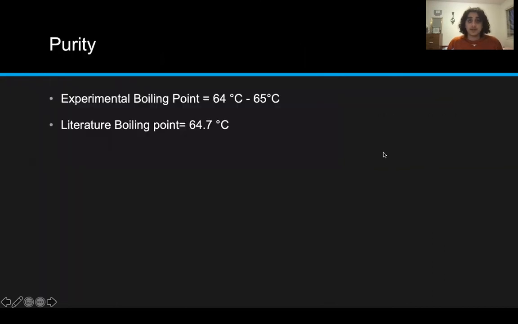And so moving on to purity, we can't really give a quantitative value. However, we can give a qualitative one. The way we do that is by knowing that the more impure a compound is, the more it will vary from its literature boiling point or melting point. Since, as we said, my experimental boiling point was 64 to 65 degrees Celsius, and the literature boiling point is 64.7 degrees Celsius, our values are very close to each other. Now, we cannot conclude that our compound is 100% pure, but what we can say is that there is no concern for any impurities within our compound.